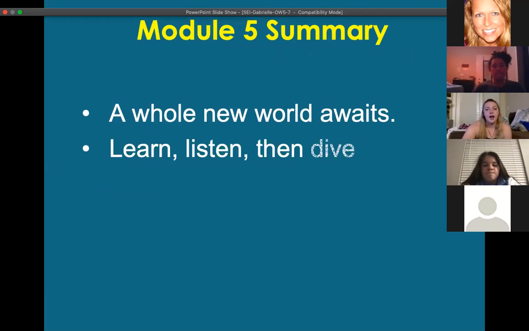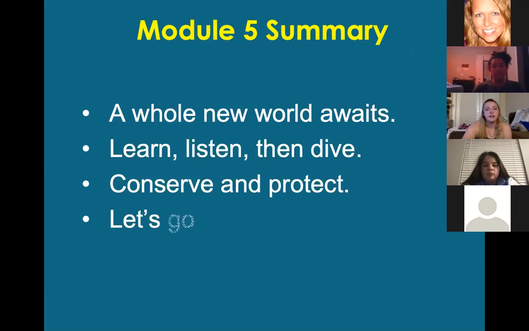And then, yeah, a whole new world awaits down there. It's super cool. There's lots to see down there. Make sure you're learning and listening, then dive. So take the time to learn things and absorb as much information as you can before you go down there. And then conserve and protect our environment. Super important that we take care of the things that we're looking at. And lastly, let's go diving. It's going to be a lot of fun.